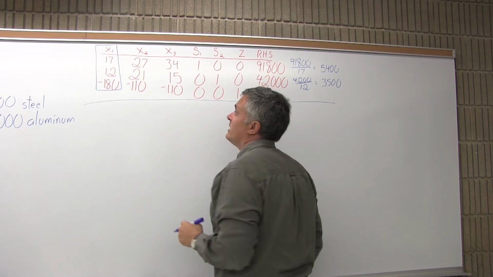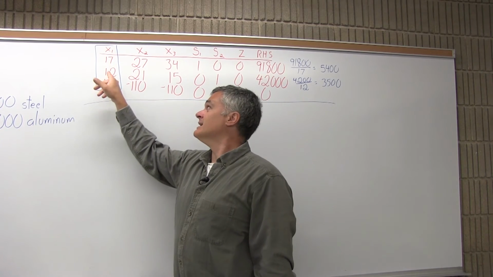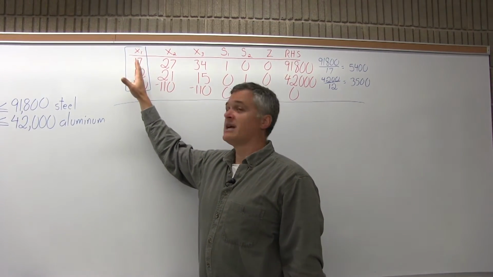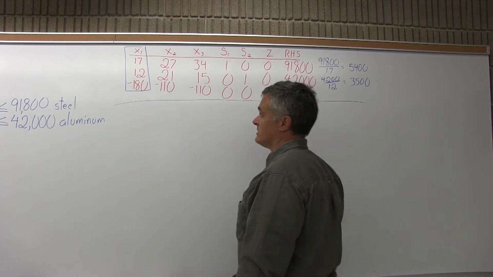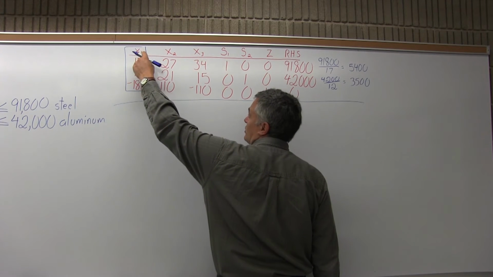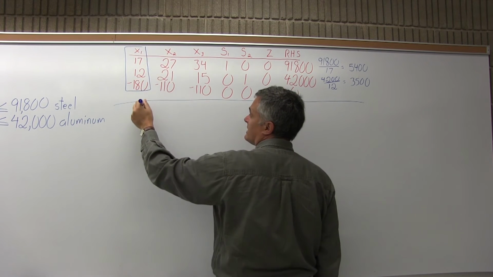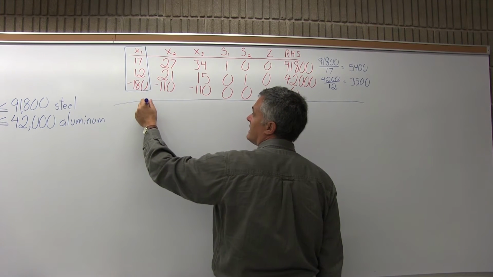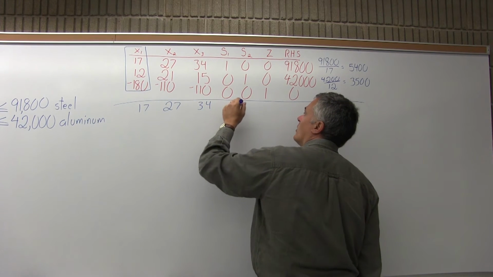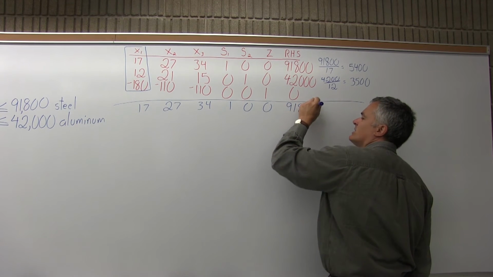So the x1 column, as I had mentioned, had a 17, a 12, and a negative 180. It's the 12 that's the pivot. So in other words, it must become the 1, and then the rest of that x1 column has to turn into zeros. When I make that 12 into a 1, the top row with the 17 won't change yet. It'll change on the next step, but for now it'll stay the way it is. So the top row is 17, 27, then 34, then 1, then 0 again, then 91,800. That won't change for a minute.